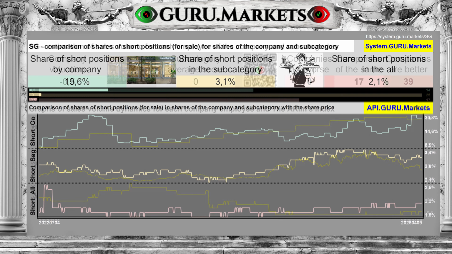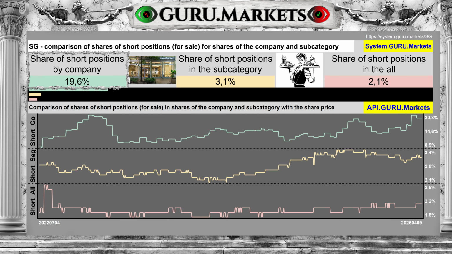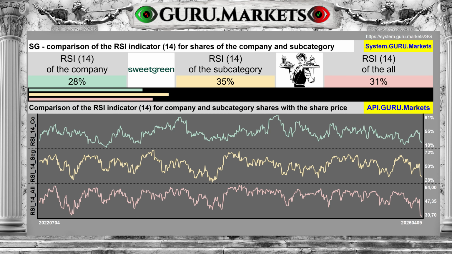The volume of short transactions was 19.6%, with an average for the subcategory of 3.1%. This is the valuation of a short squeeze. Technical indicator RSI 14 shows a level of 28% for the company Sweetgreen Inc. Whereas in the subcategory this level is 35%. On average, shares in the subcategory are valued higher than Sweetgreen Incorporated.